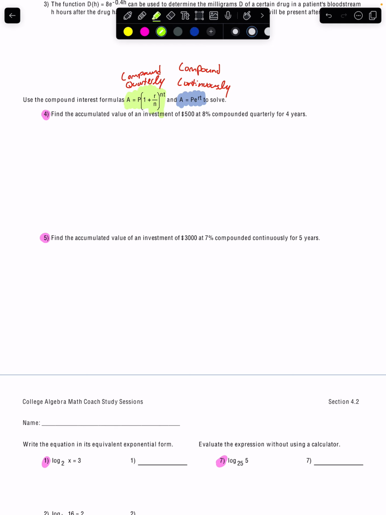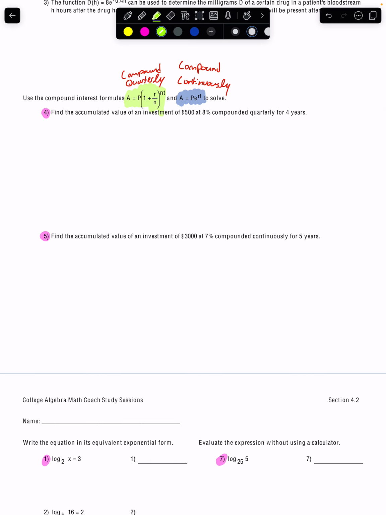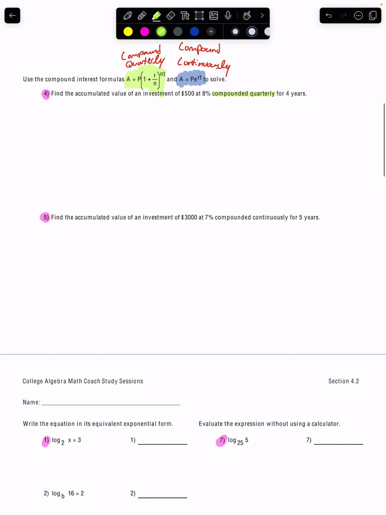Find the accumulated value of an investment of $500 at 8% compound quarterly for 4 years. And here we see we have compound quarterly. So because of that, we know we're going to use A equals P, just like this. And then we need to plug in the information that they give us. They give us that the investment is $500, so that's going to be P. It's at a rate of 8%, so that's going to be our R. Make sure we convert it to decimal.